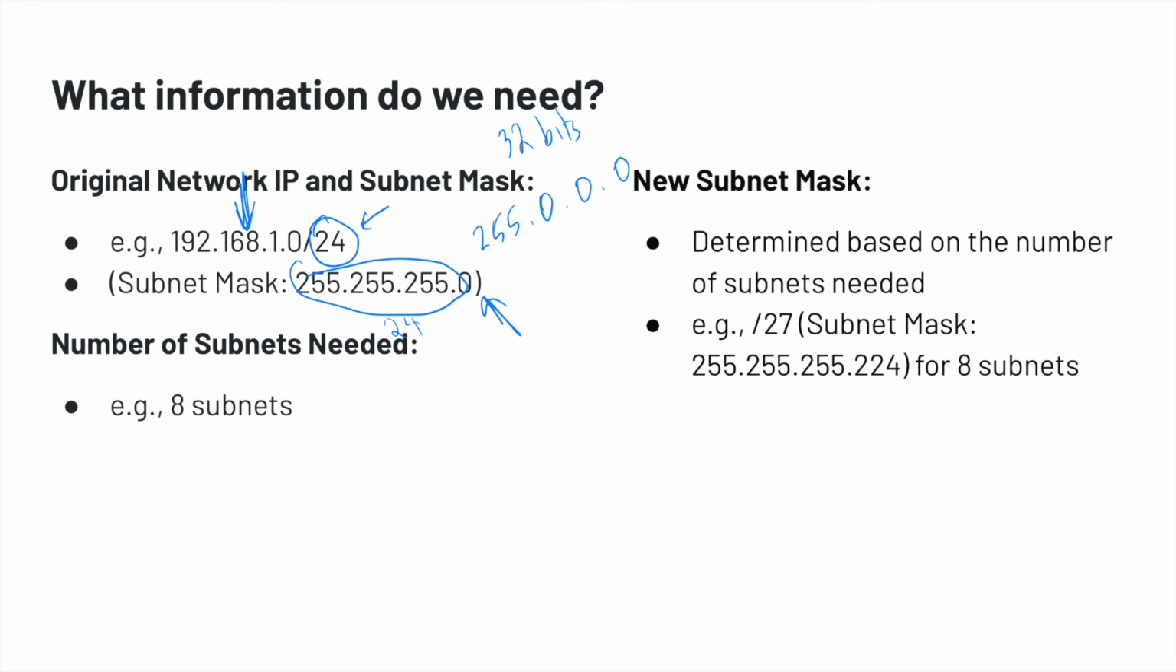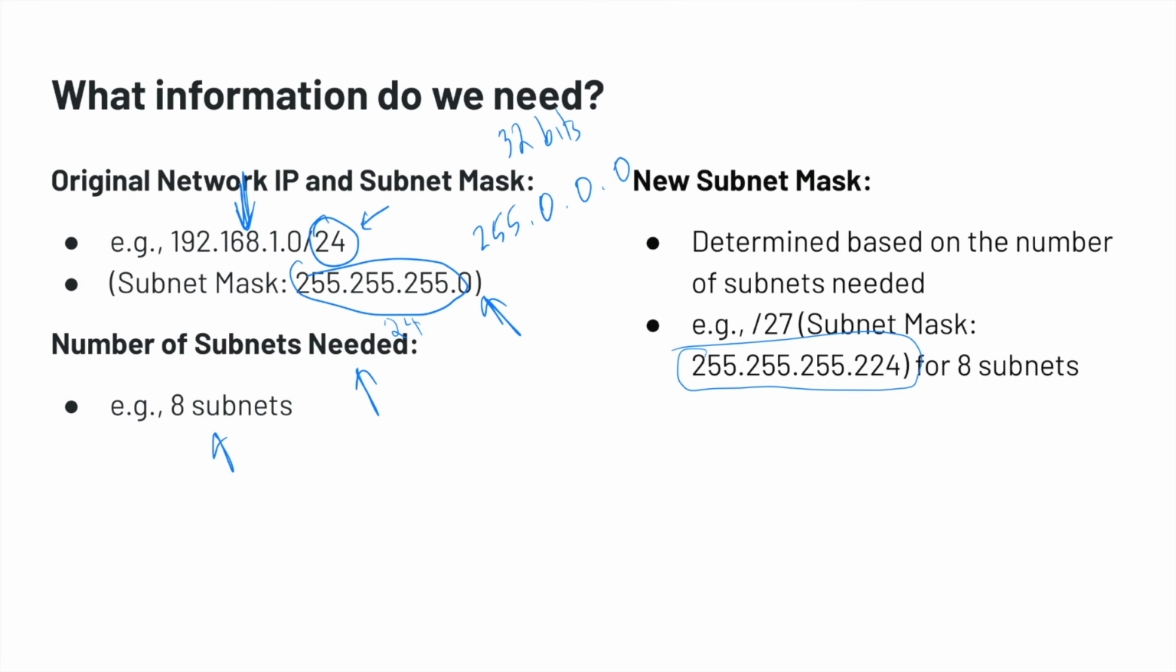Now, basically what we need is our network IP, a subnet mask, and then the number of subnets. We need to know the number of subnets that we want to make, so the number of different sections of our network we want to make. An example might just be 8 subnets. And then, based on the number of subnets we have, we might need to create a new subnet mask, and that might look something like this.